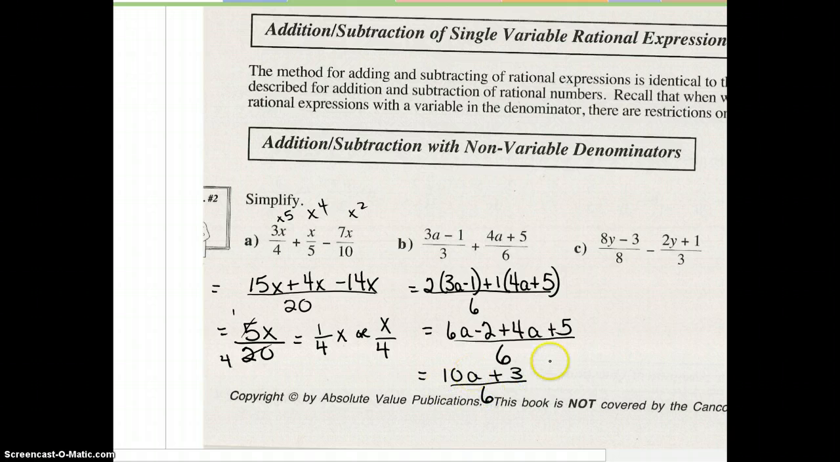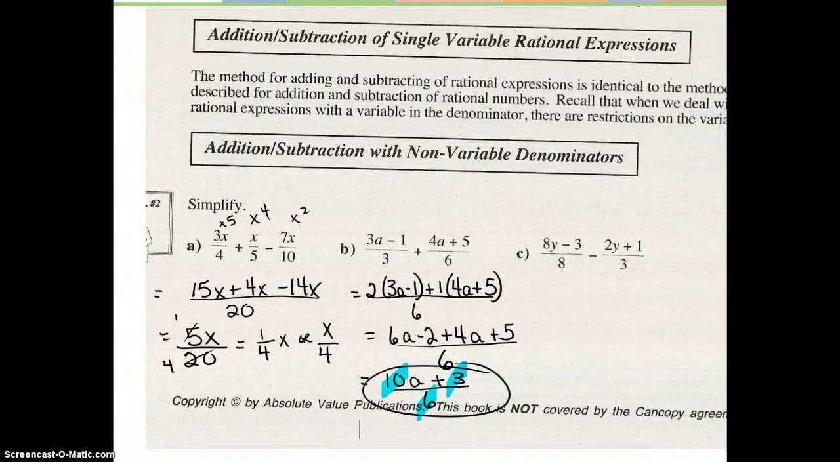Now, I cannot take this any further, and I want to remind you of that. If I tried to do this with a binomial on top, that would mean this number would have to go into this number and this number, and there is not a common factor that goes into all of those. So this is the answer right there. The next one, we're going to continue on.